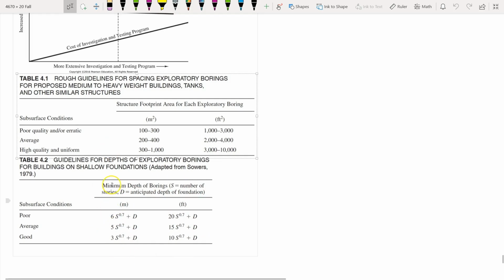I borrowed these two tables from the textbook. Those are just general rules of thumb to get you started. Eventually, how to set up your investigation program, how many boreholes you need, how deep you need to go, and whether you should use SPT or CPT, will highly depend on the project. And as your career advances, hopefully you will have better answers for those questions.